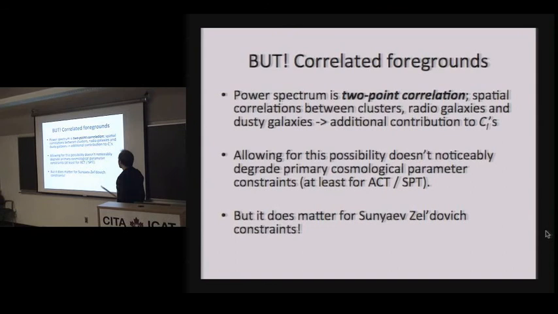The good news is that allowing for these correlations, either a radio-dusty galaxy correlation or a cluster-dusty galaxy correlation, doesn't make any difference for cosmological parameters, which is great. But if you're interested in the Sunyaev-Zeldovich effect, this is a problem. And I'm going to talk about why that is.